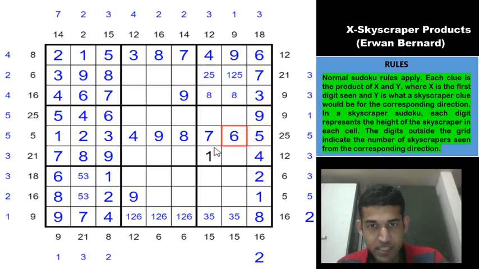So, 4, 5, 9, 1, 6, 7. Remaining are 2, 3, 8, but you have 8 here, so this is 2, 3, this is 2, 3, 8 and this is 2, 3 and 8. Fine.